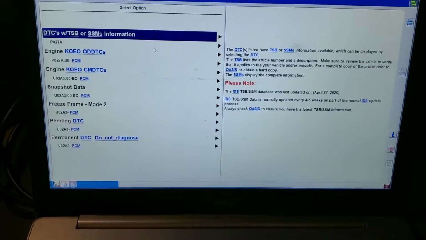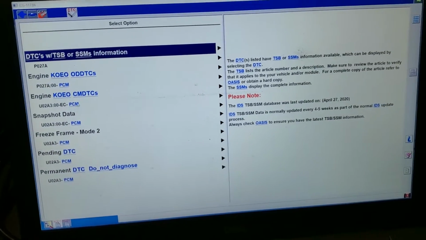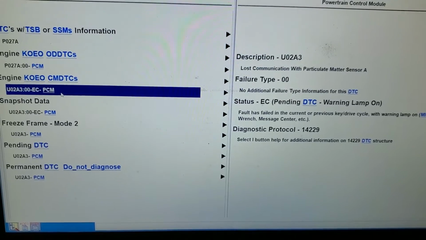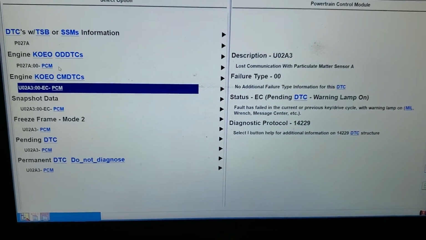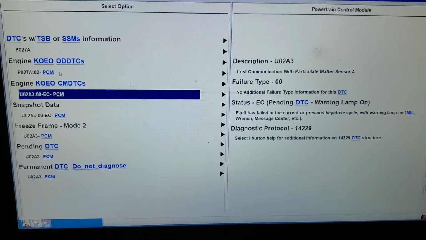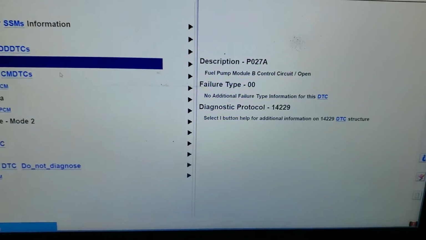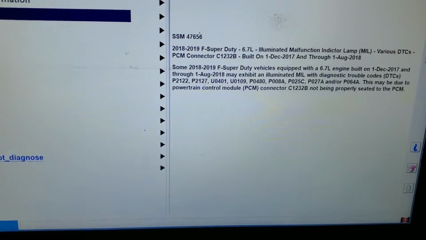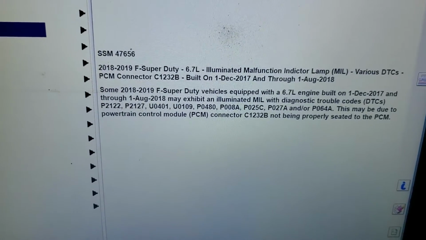Alright, please wait. Okay, we're done. Ooh, we do have an on-demand. Alright, what do we got? Let's check our continuous. Our continuous lost communication with the particulate matter sensor A. Okay, on-demand self-test codes with the fuel pump module B control circuit open. Now, I don't know why it set that DTC. It gives us an SSM to check, and we're going to do that.